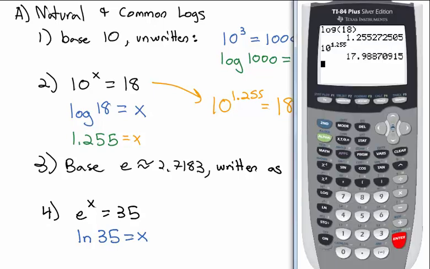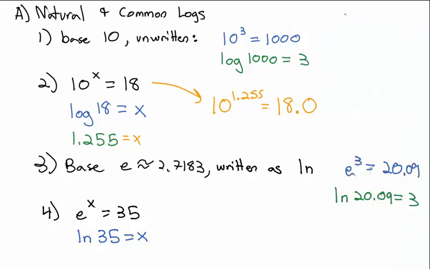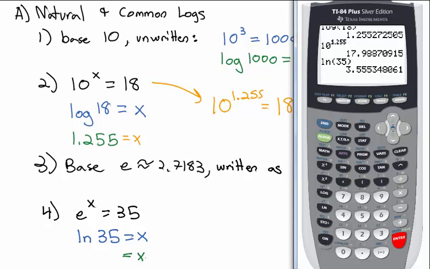And what you may have noticed on your calculator is right next to the number 4, underneath the log base 10, is the natural log button. So we can do a natural log of 35 and find out our x is 3.555. So x is equal to 3.555.